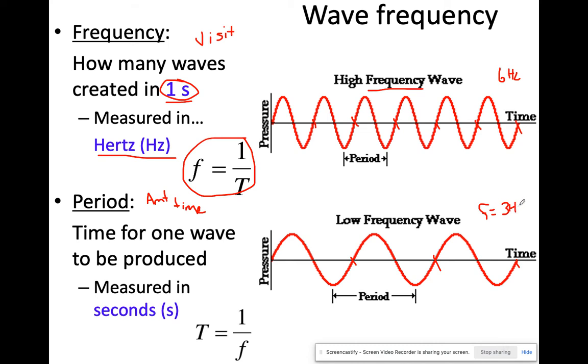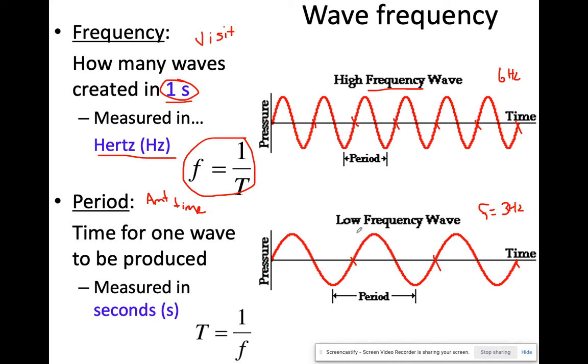All right, but that's not what we're asking. We're asking about period. How long did it take to make this wave? The frequency is 3 hertz. It's 3 waves for every 1 second. But the amount of time it took to make one wave is actually a third of a second.